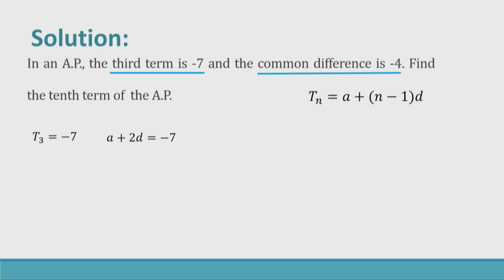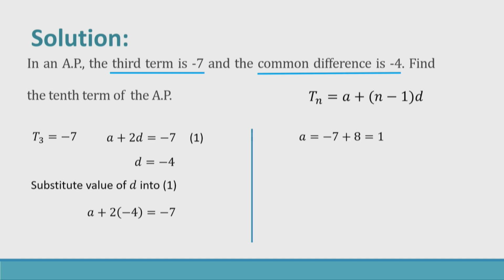Now, the common difference is negative 4. So this means that d is equal to negative 4. I'm going to call the first equation equation 1. Now I will replace the value of d into equation 1. This gives me a plus 2 into negative 4 equal to negative 7. So a will be equal to negative 7 plus 8, which is 1.